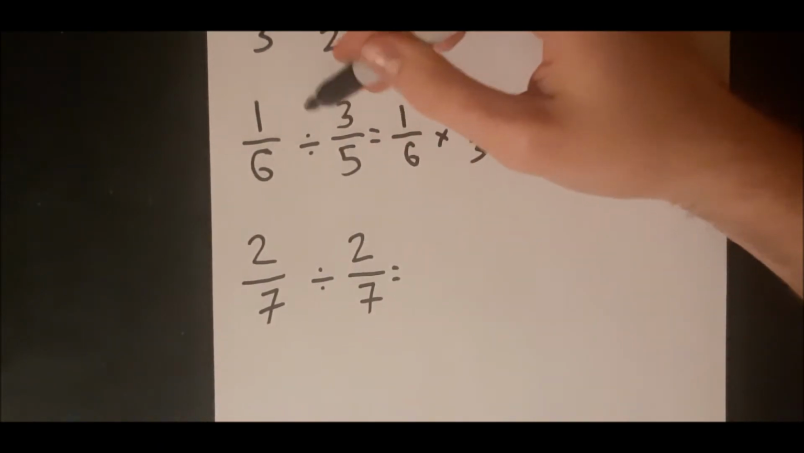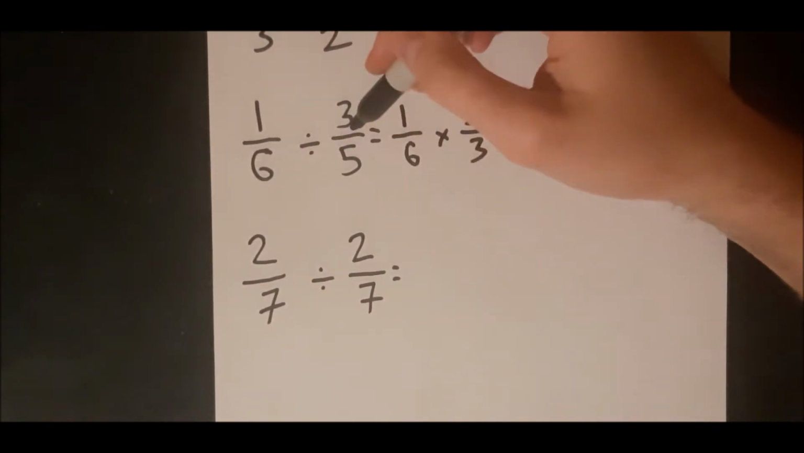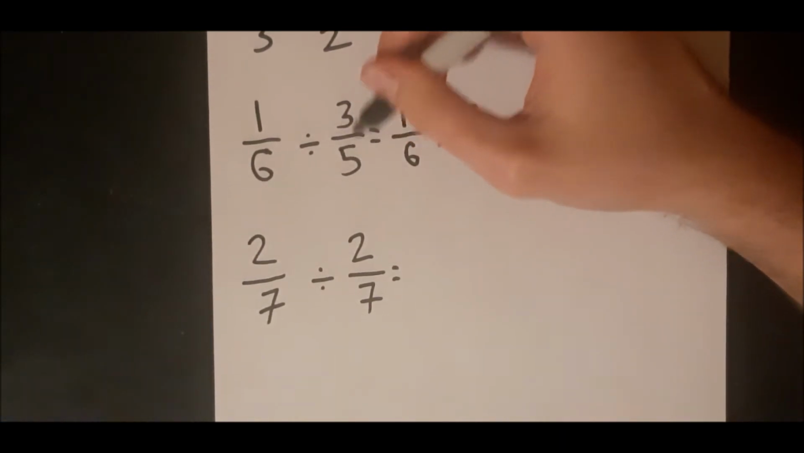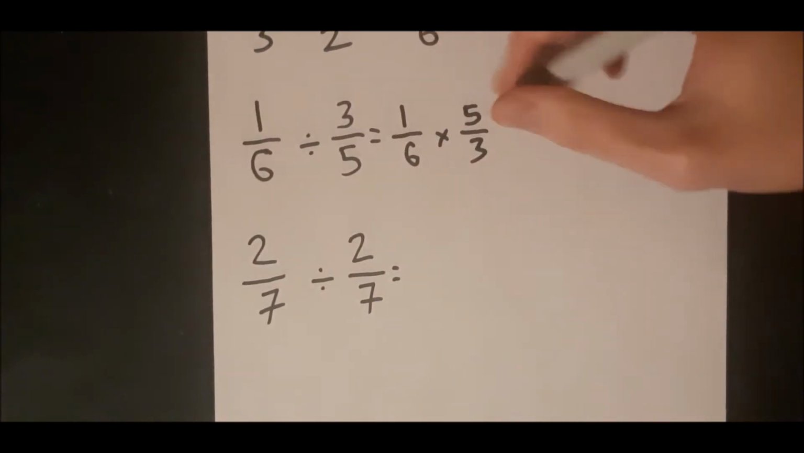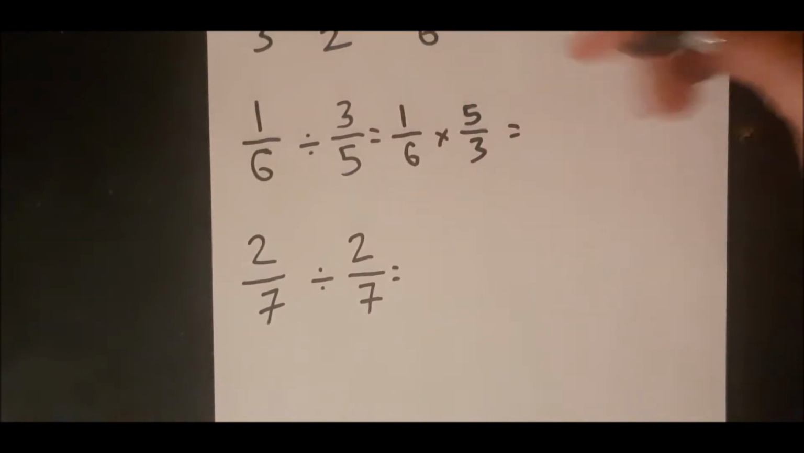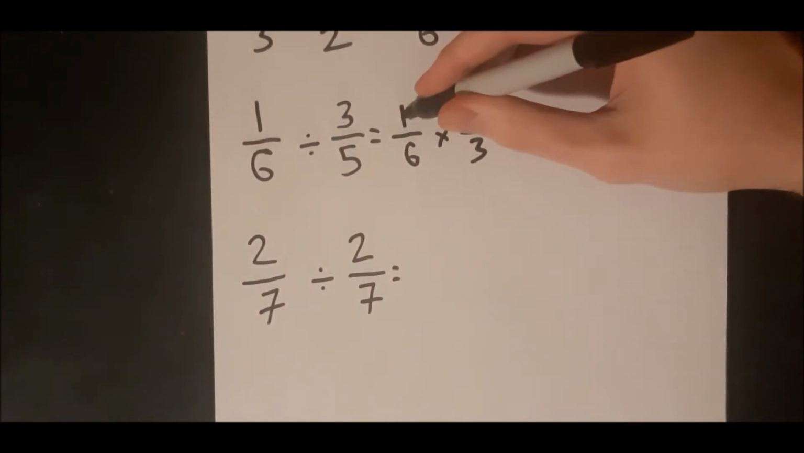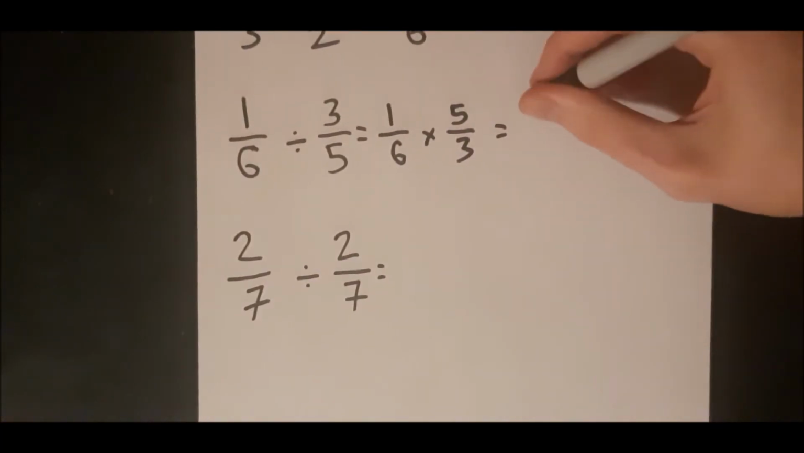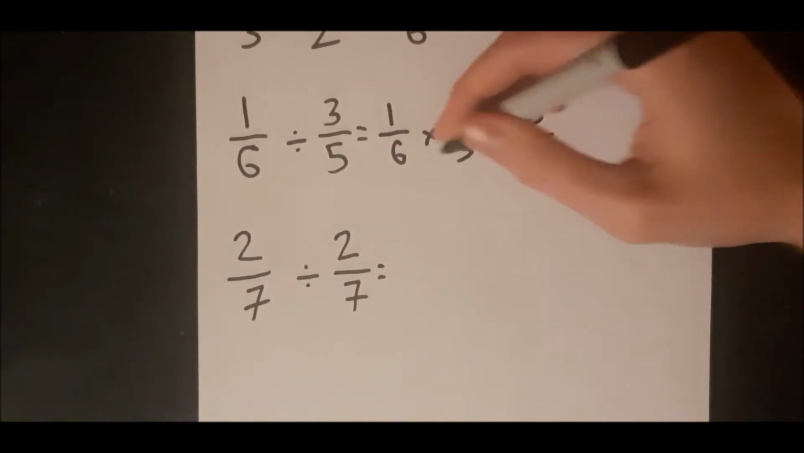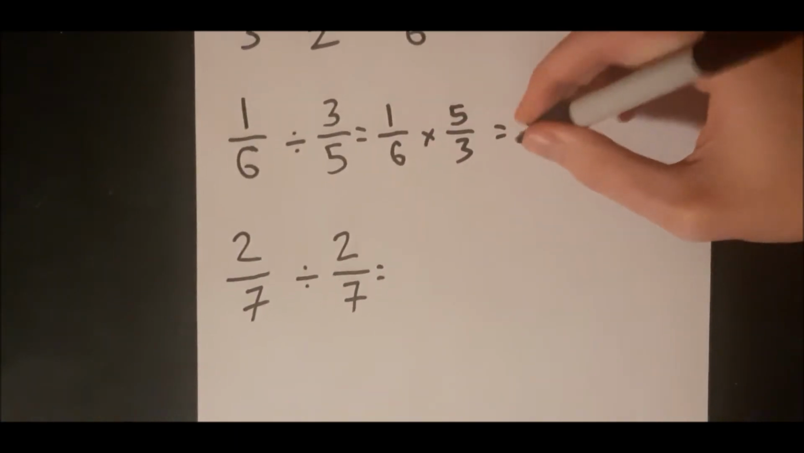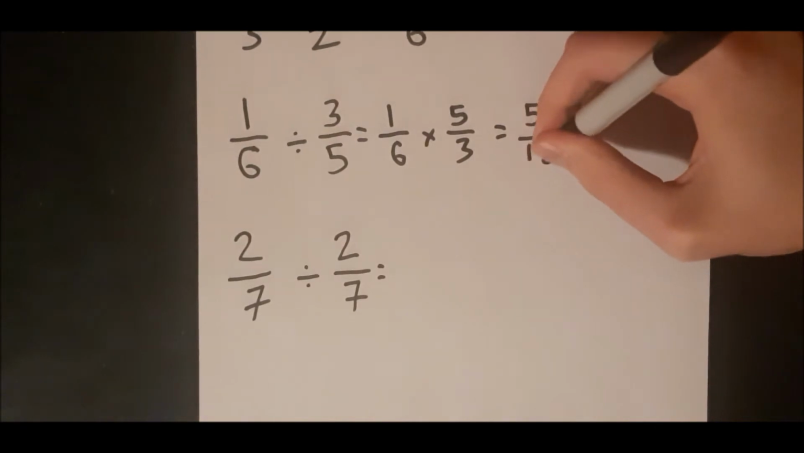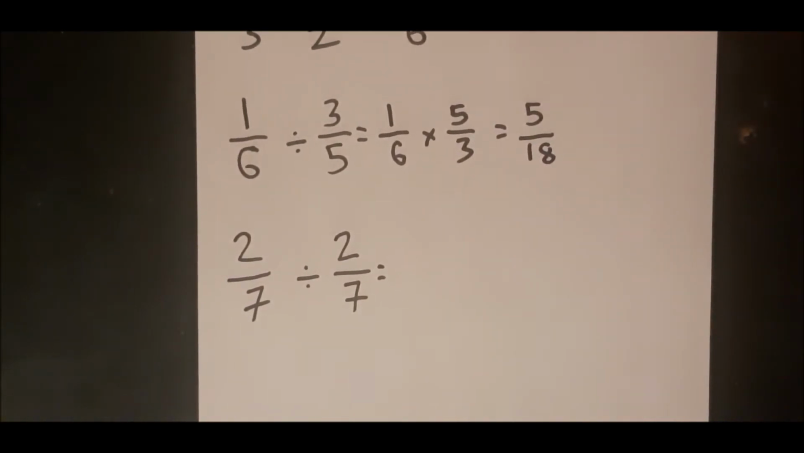So basically, if you have something like this and you have to divide, all you do is you flip the second fraction and then you multiply them, right? Because multiplying is so easy, we already know how to do that. All I do is 1 times 5. That gives me 5. And on the bottom I have a 6 times 3, and that gives me 18. So I get an answer of 5 over 18.